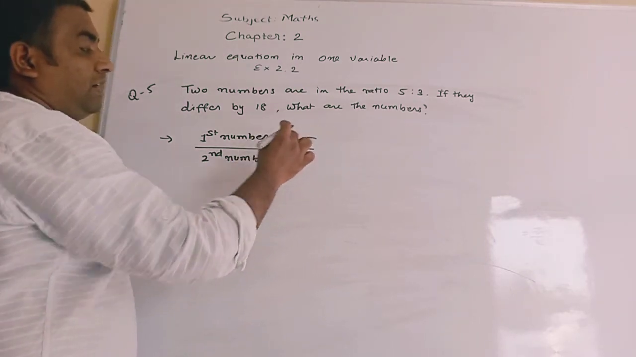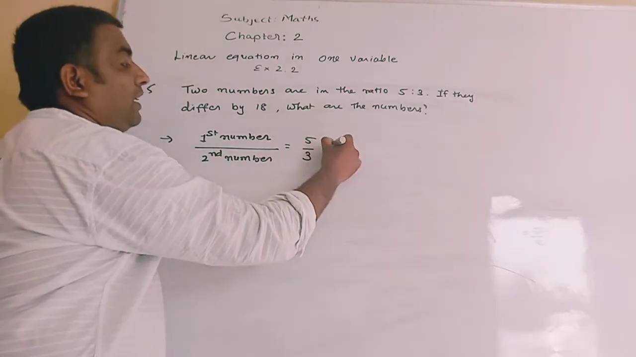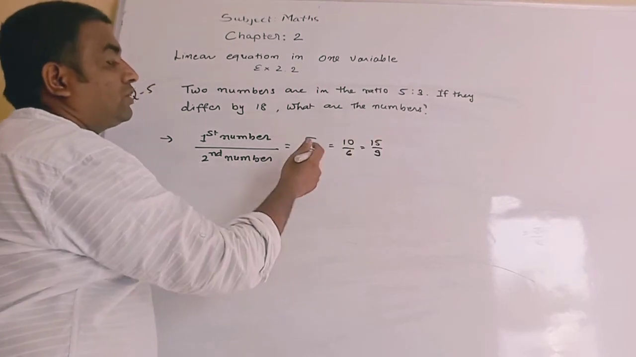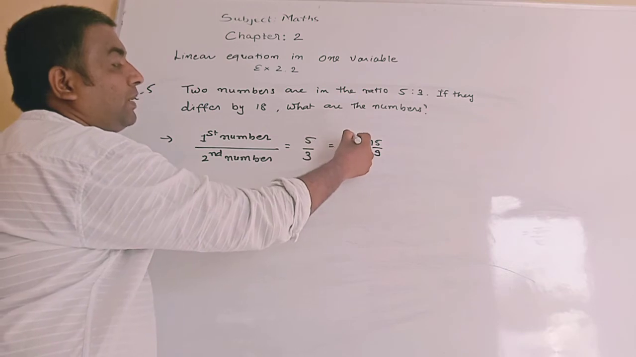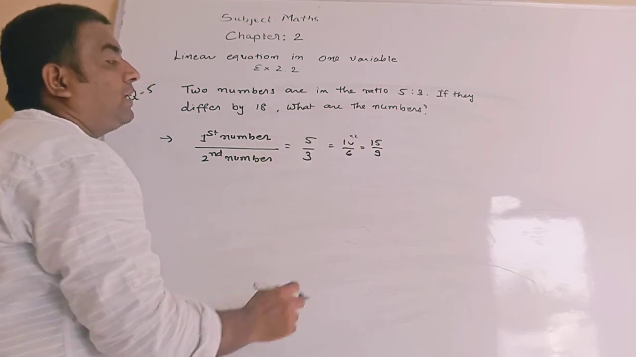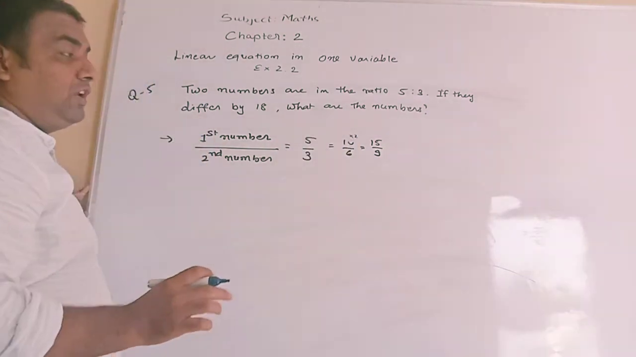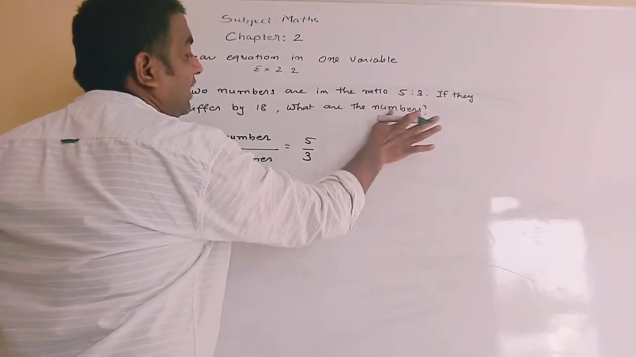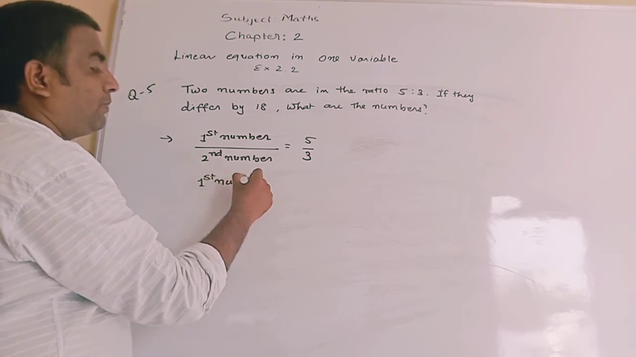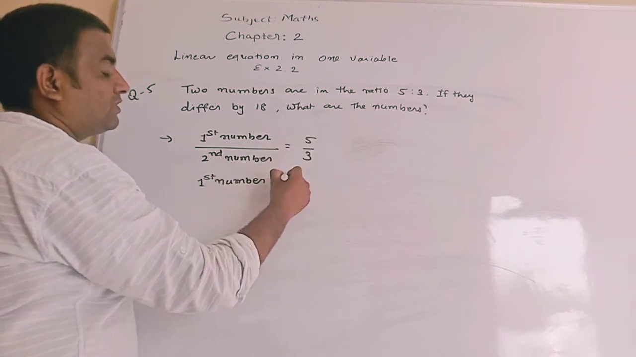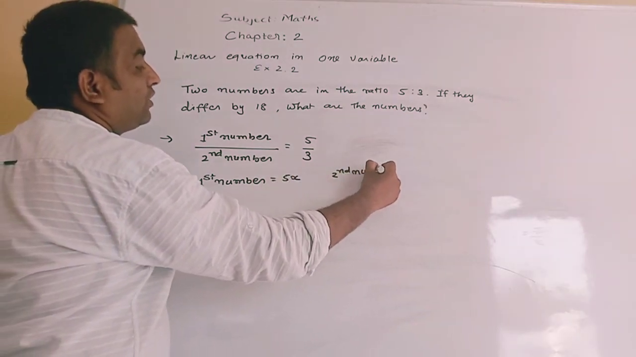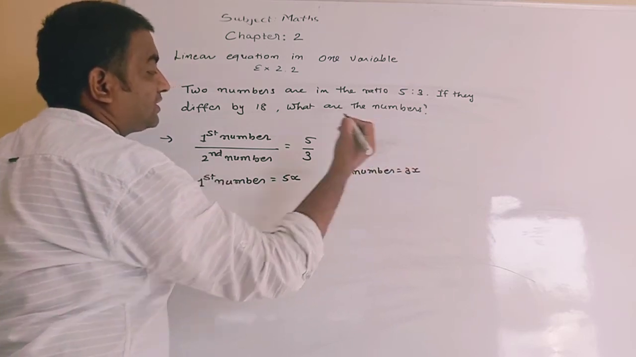Now 5/3 is in the simplest form. If we write 10/6, if we write 15/9, this also represents 5/3. So here 5 multiplied by 2 we got 10, and here 3 multiplied by 2. So the multiplied number with 5 and 3 we don't know. So let me write that number as x, and then we can write first number equals 5 into x, so 5x, and second number equals 3 into x, that will be 3x.